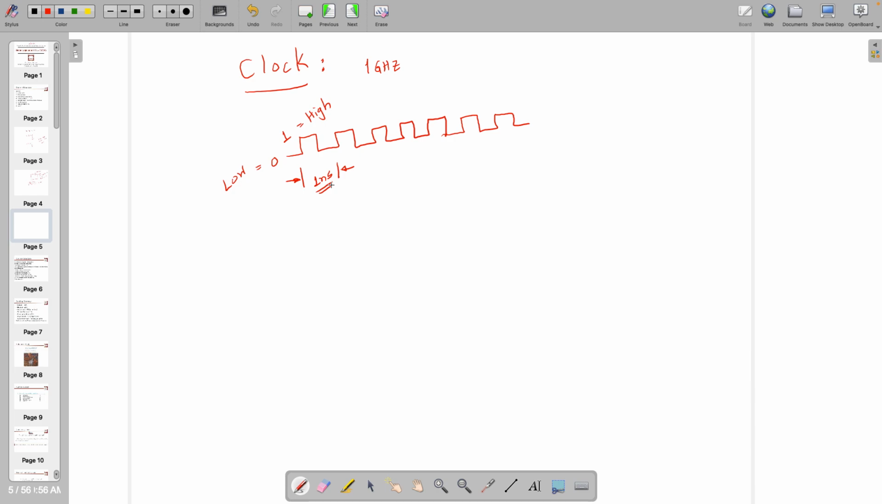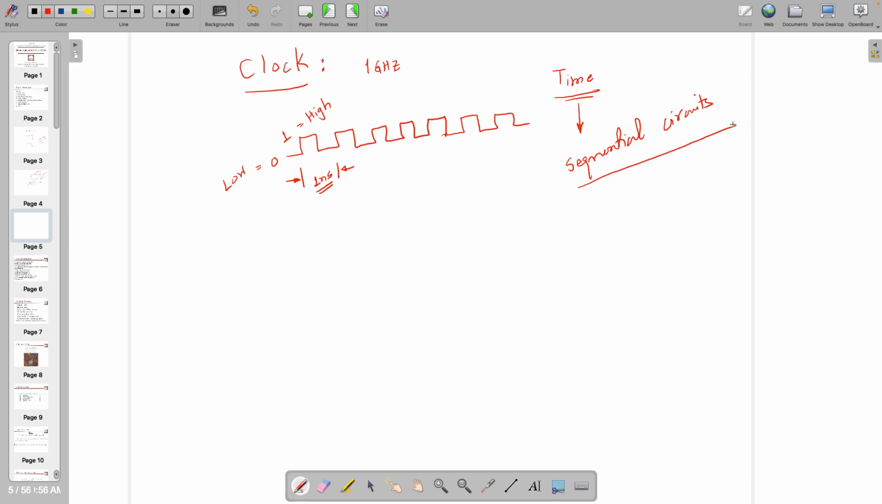And the whole circuitry works at that frequency. And such kinds of circuits which are running at a time interval, or with some sampling, are going to be known as sequential circuits.